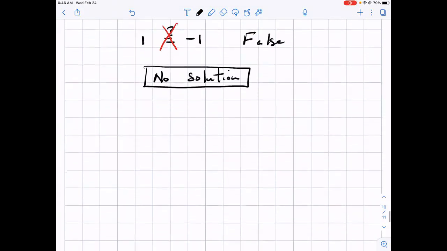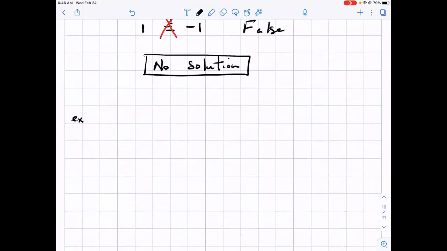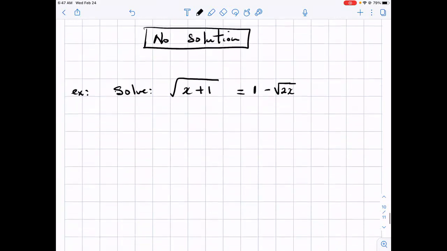Let's look at another example. Let's try to solve the square root of x plus 1 equals 1 minus the square root of 2x. Okay. So notice that on one side of this equation, the root is by itself. Okay? The root is by itself.